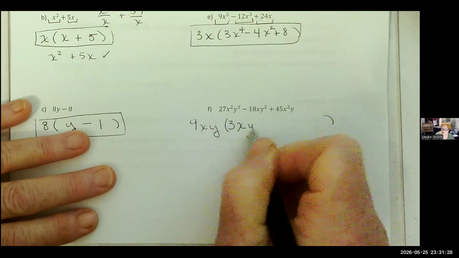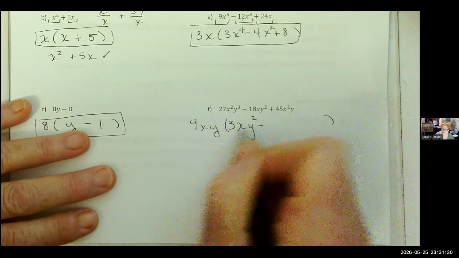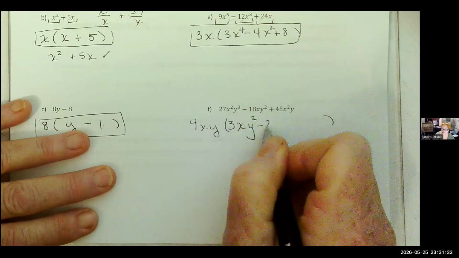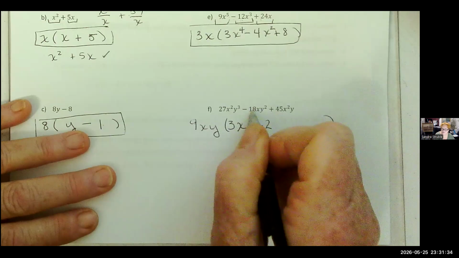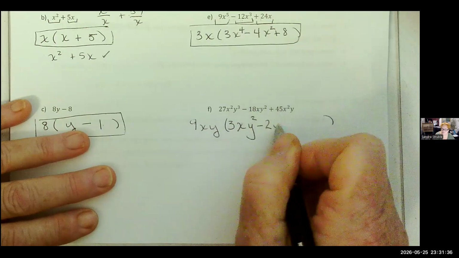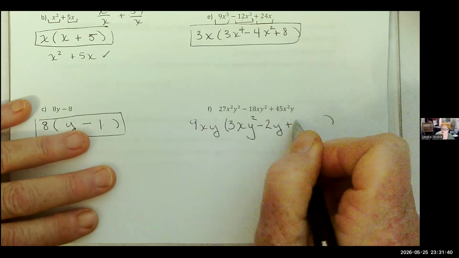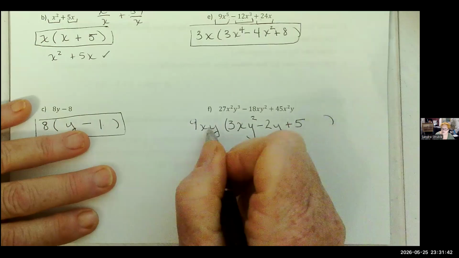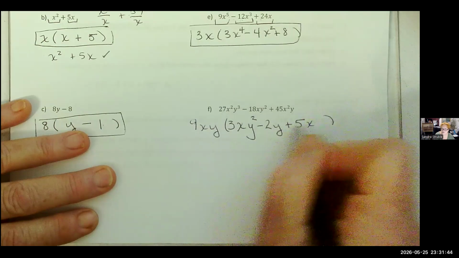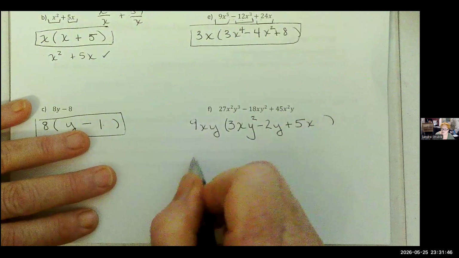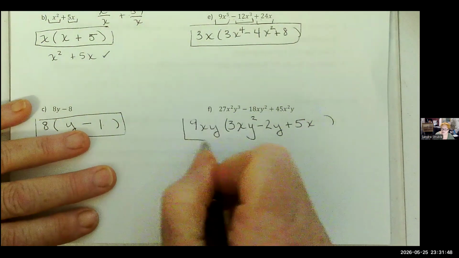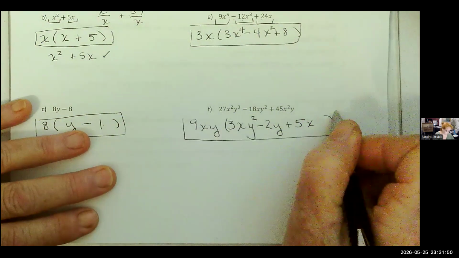Minus 9 times 2 is 18. Already got the x, and then we need 1 more y. Plus 9 times 5 is 45. We've got 1x, we need 1 more, and then we've got the y taken care of. All right, you can check that by redistributing it back in. That looks right to me.